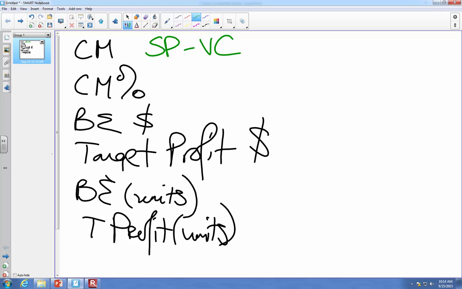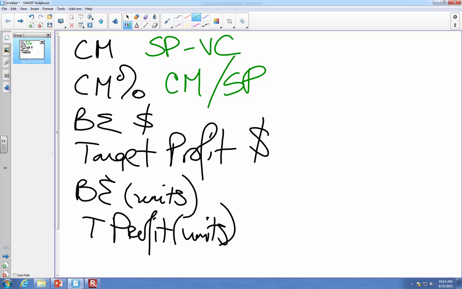Hannah, how do you get contribution margin percentage? You want to pass? Okay. Jess? You take your contribution margin and divide it by... That's it. Good job. Contribution margin divided by sales price.